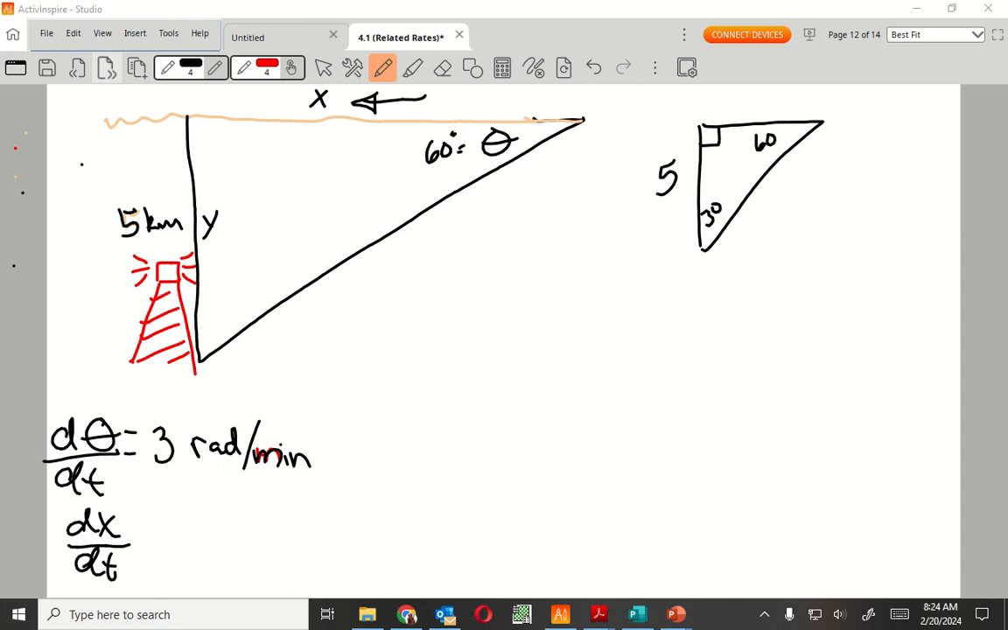I need to find what the x is right here. So I could use sine, cosine, or tangent. What do you want to use? Sine? Okay. What is sine in trigonometry?